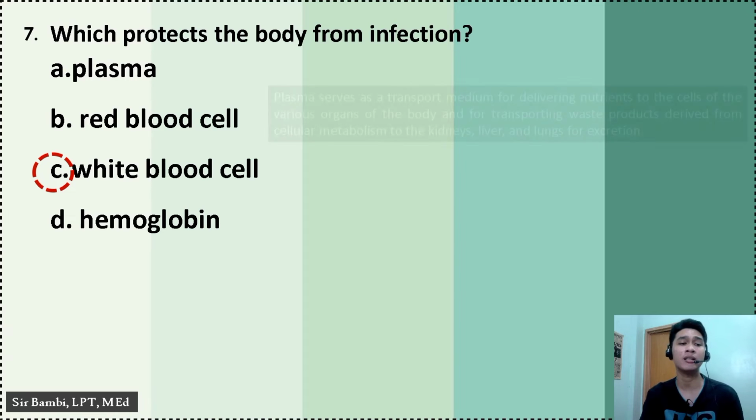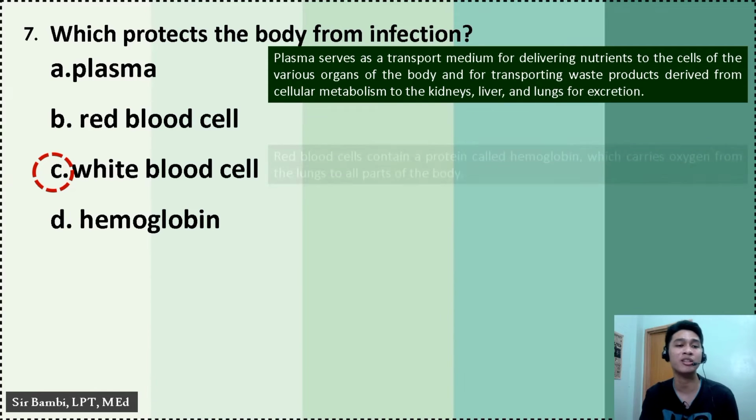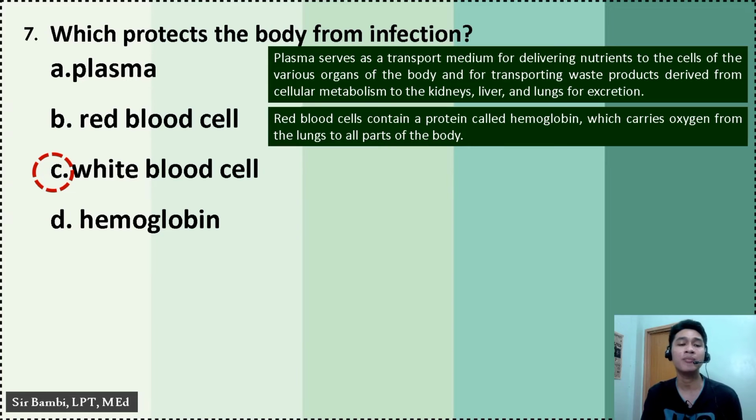White blood cell. When we say plasma, also called blood plasma, it is the liquid portion of blood. Plasma serves as a transport medium for delivering nutrients to the cells of the various organs of the body and for transporting waste products derived from cellular metabolism to the kidneys, liver, and lungs for excretion.